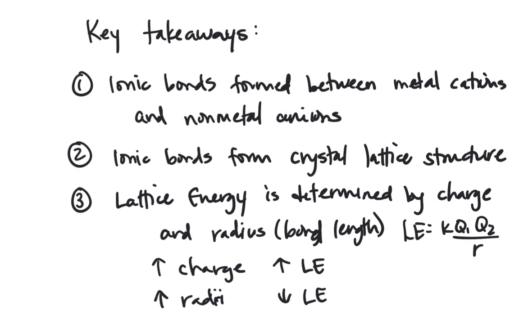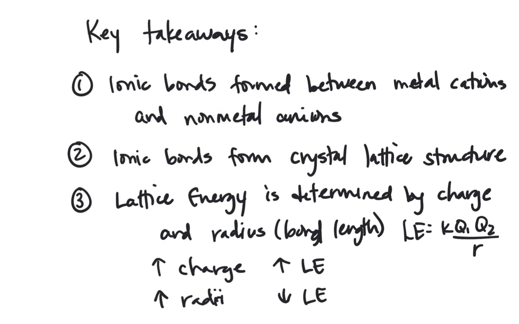So the key takeaways from this are that ionic bonds form between metal cations and non-metal anions, and it's a transfer of electrons. Ionic bonds form a crystal lattice structure that's a three-dimensional structure of interactions between positive and negative charges. Lattice energy is determined by charge and radius according to Coulomb's law, lattice energy equaling K times Q1 times Q2 divided by R. So if you increase the charge on the ions, you're going to increase the lattice energy.